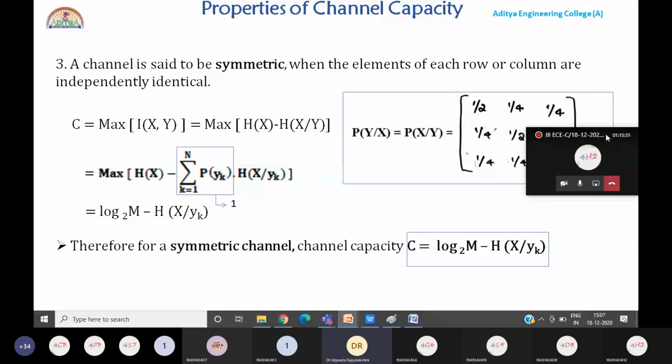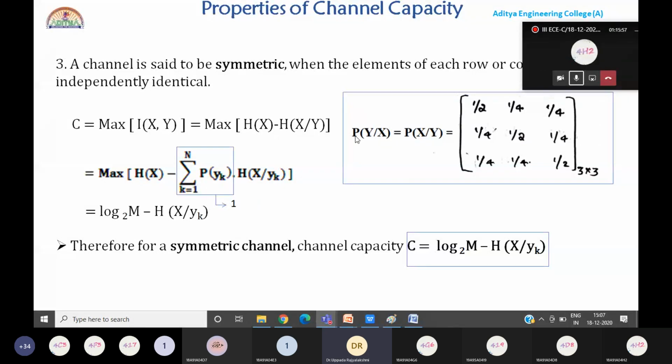So in the third property, we discussed the symmetric channel and we have defined the capacity as C is equal to log m base 2 minus h of x by yk. In the binary symmetric channel, you can write m is equal to n is equal to 2 because it is a 2 by 2 matrix. So log 2 base 2 minus h of x by yk. So log 2 base 2 is 1 minus h of x by yk.